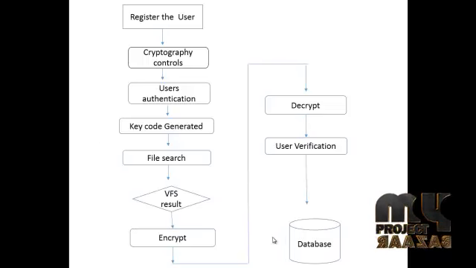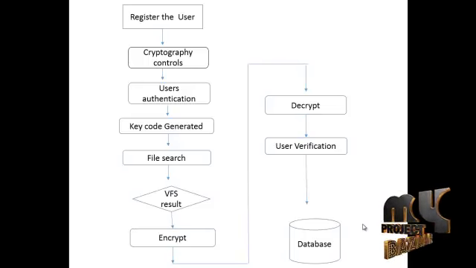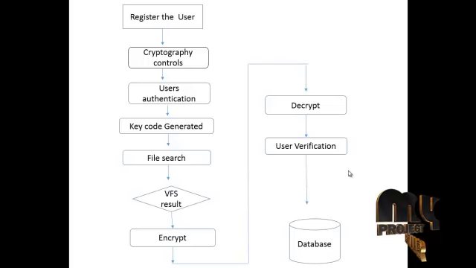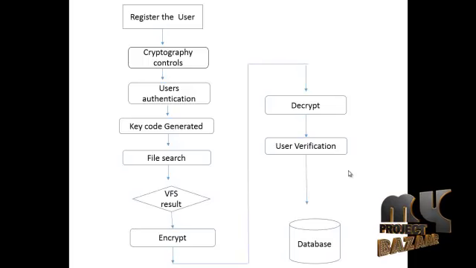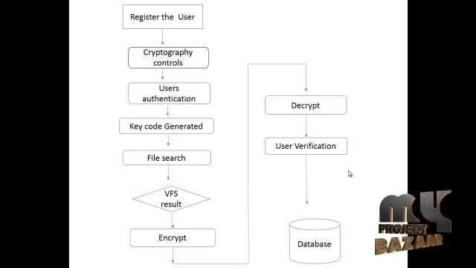The next one is the key code generator. The key code is one of the components, and it is mainly divided into some keys. For example, the key code is divided into the public key, secret key, and generating key pairs, etc.